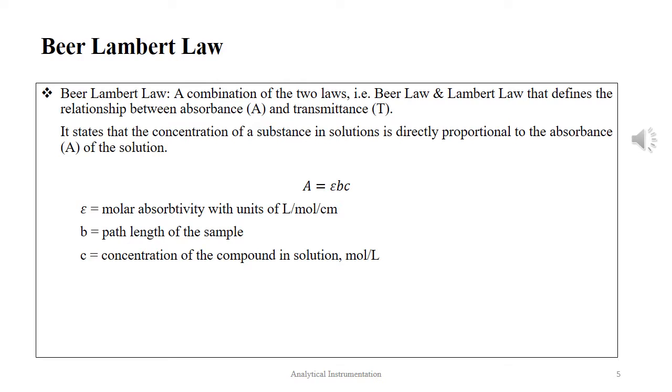A combination of the two laws, that is Beer law and Lambert law, defines the relationship between absorbance A and transmittance T. It states that the concentration of a substance in solution is directly proportional to the absorbance A of the solution. That is, A equals epsilon Bc, where epsilon is the molar absorptivity with the units of liter per mole per centimeter, B is the path length of the sample, and C is the concentration of the compound in solution, moles per liter.